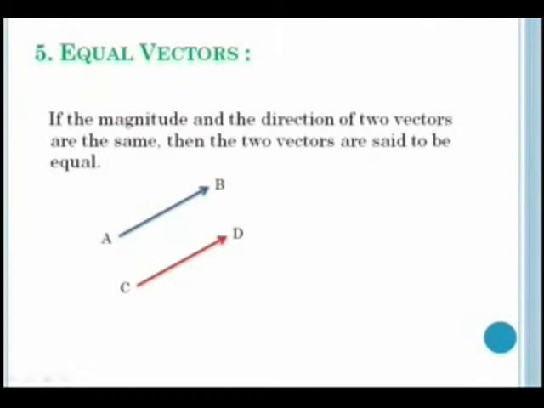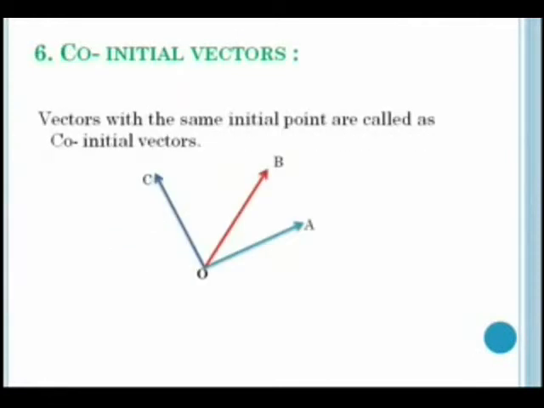The next is equal vectors. Now we have already seen that equal vectors have the same magnitude and direction. Now if we say that any two vectors AB and CD are equal to each other, then we mean that they have the same magnitude and they have the same direction. So vectors having the same magnitude and direction are called as equal vectors.